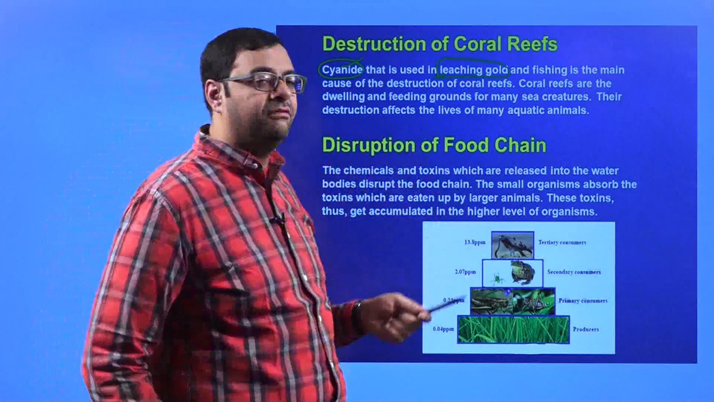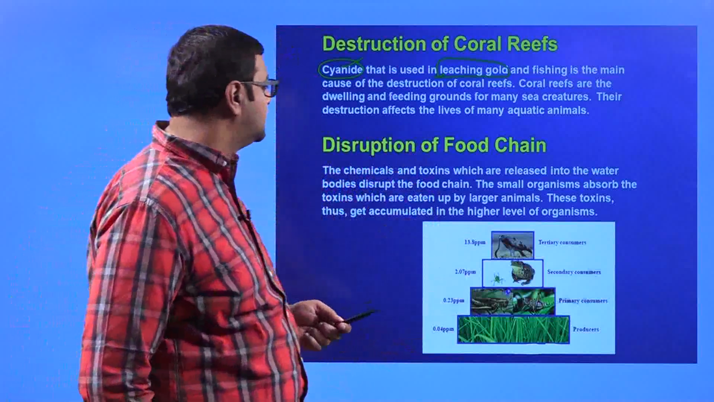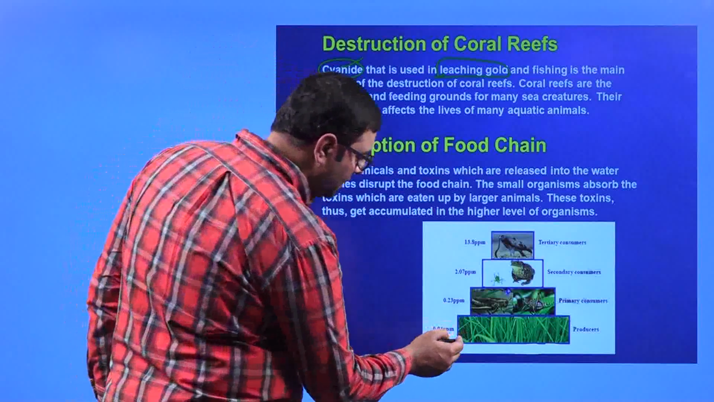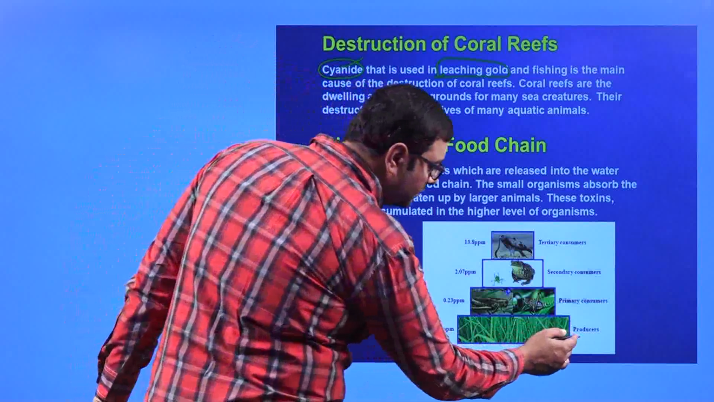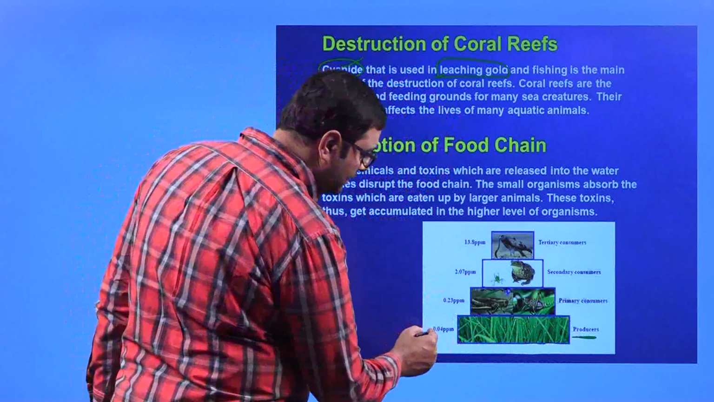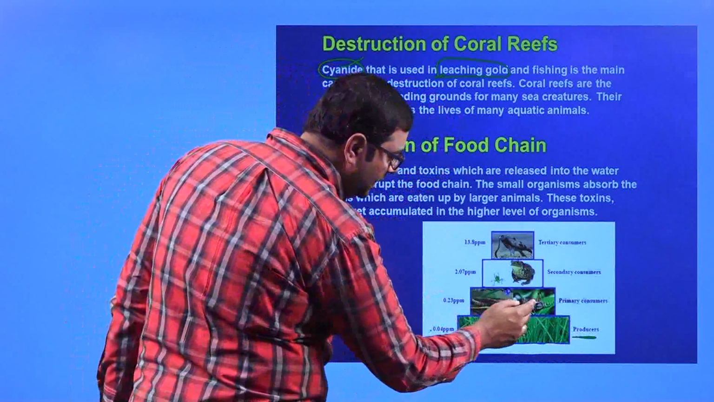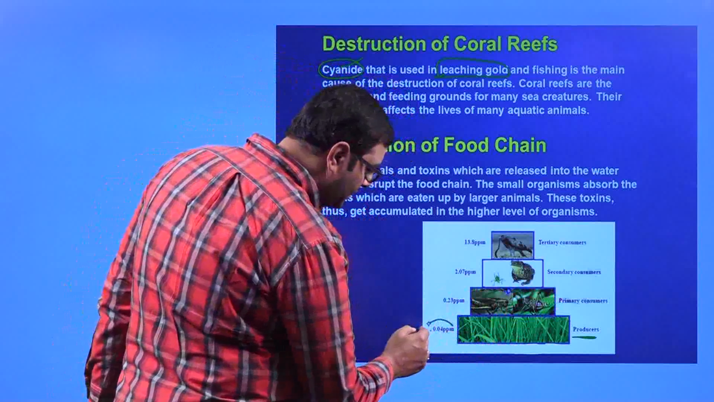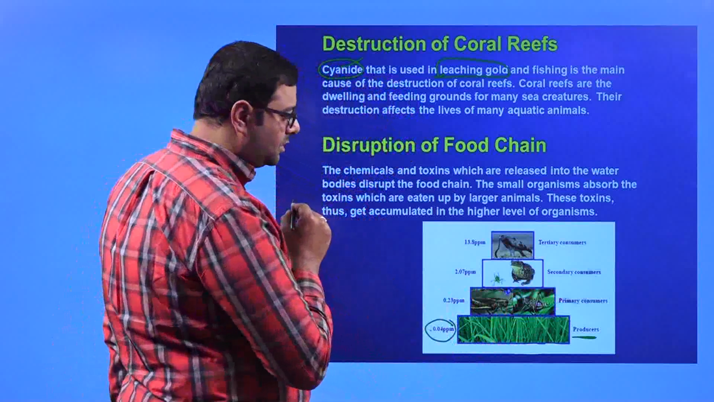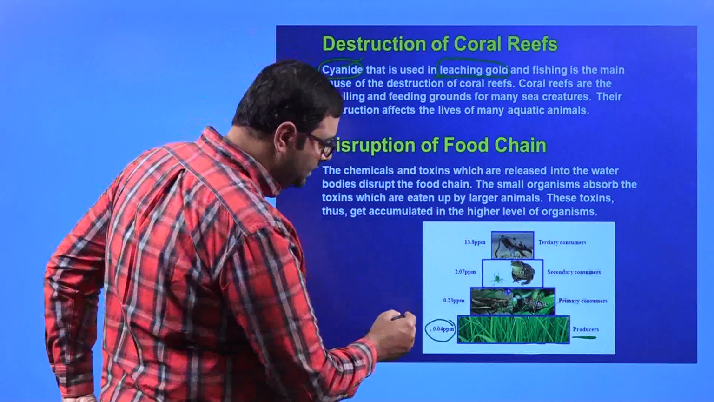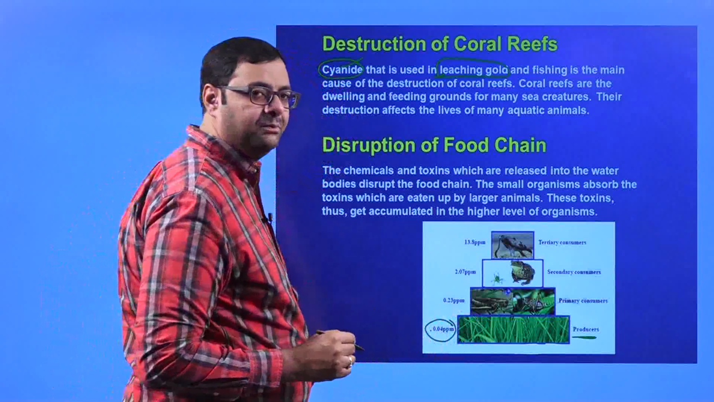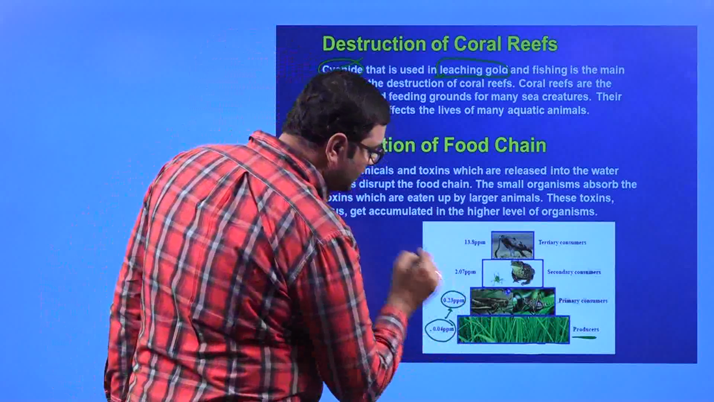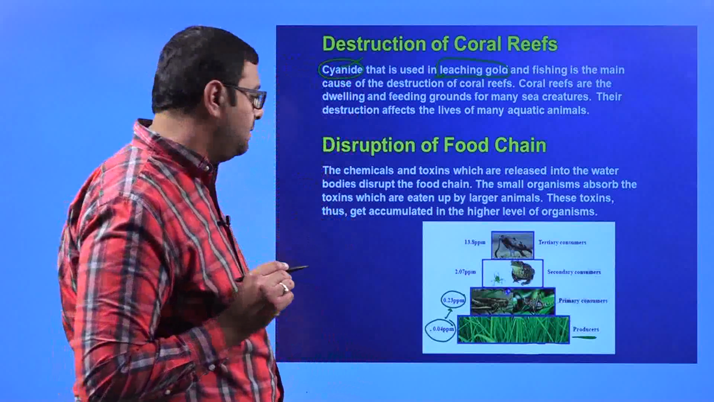Then you have disruption of the food chain. As I said, we are talking about biomagnification. See here, this is the producer. This grass is being eaten by the primary consumer, which is the grasshopper. You can see here the toxic substances that are there in the plant. It was 0.04 ppm, that is parts per million. Now it has been magnified to 0.23 parts per million.